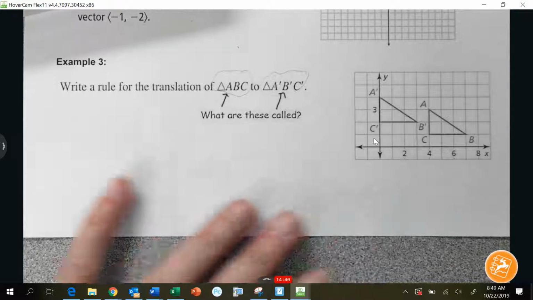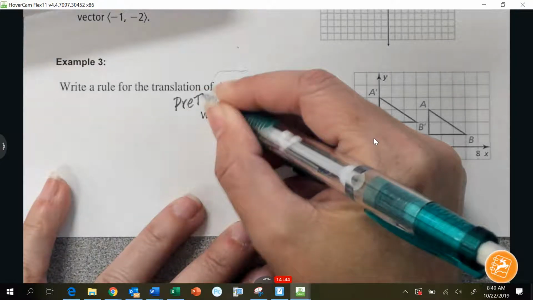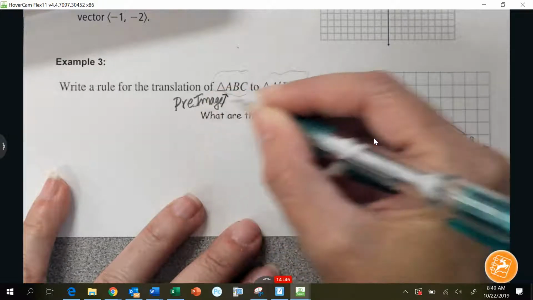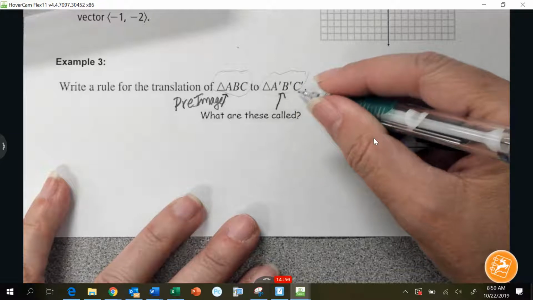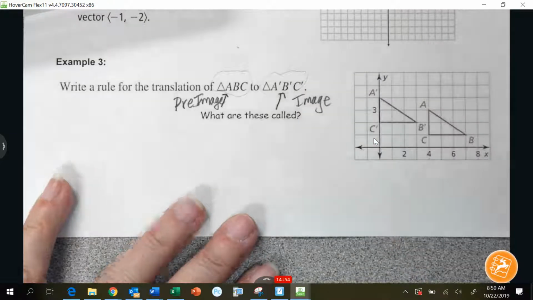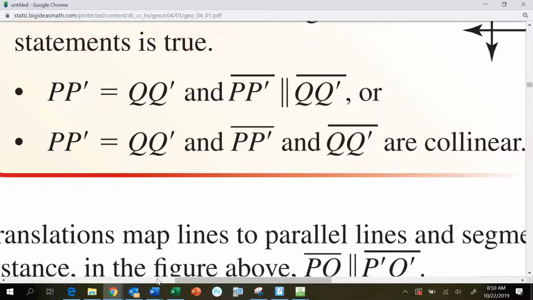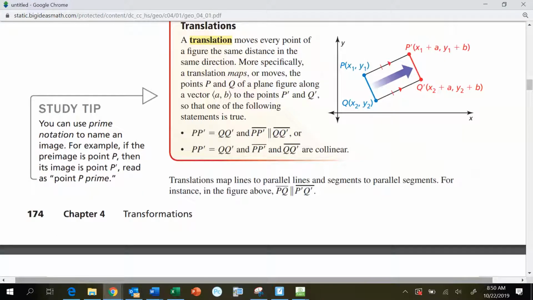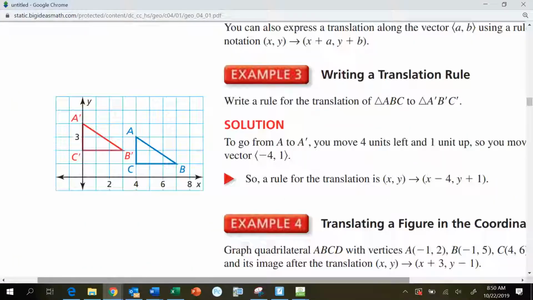Triangle ABC. Right. So this one here is the pre-image, which makes the image the one with the primes. Triangle A prime, B prime, C prime. It's usually, I think, helpful to think of the word pre-image first and then think of the word image. So this one's in color too, if it helps you at all. Where is it? This one? Yeah, this one right here.